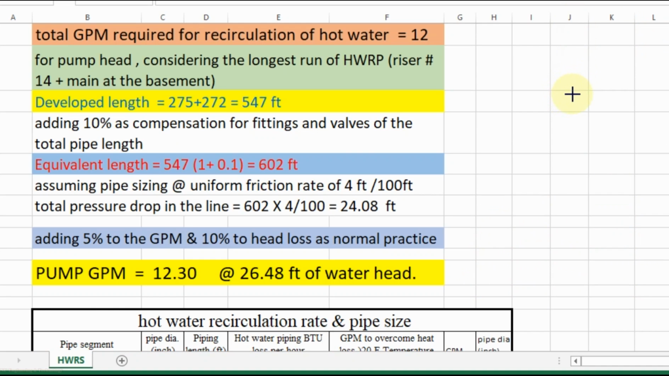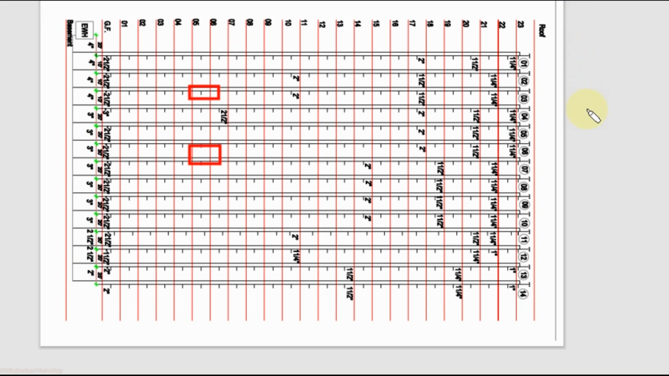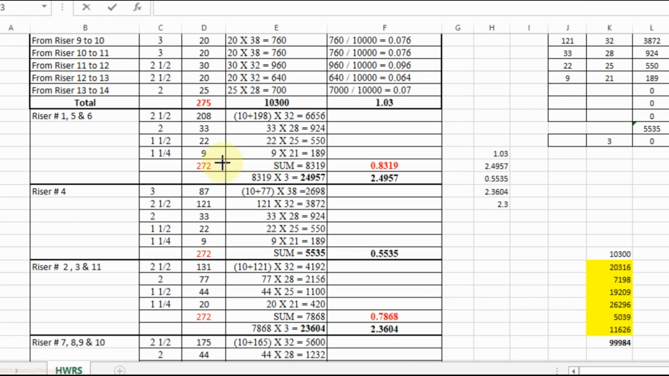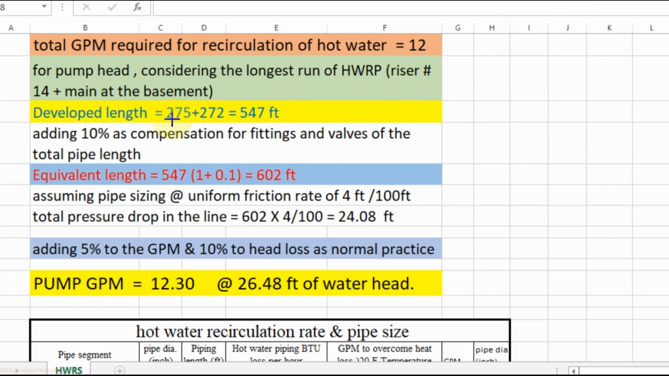Now for pump head calculation, first we will calculate the developed length. We will consider the total developed length for head calculation from the last riser. It will start from here and it will go along the main at the basement up to the electric water heater. Each riser height is 272 feet and the length of main at the basement is 275. So the total developed length will be equal to 275 plus 272 equal to 575.